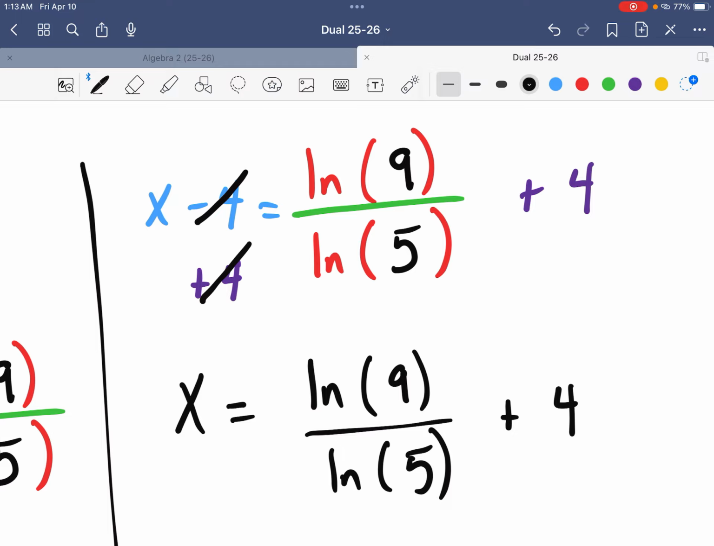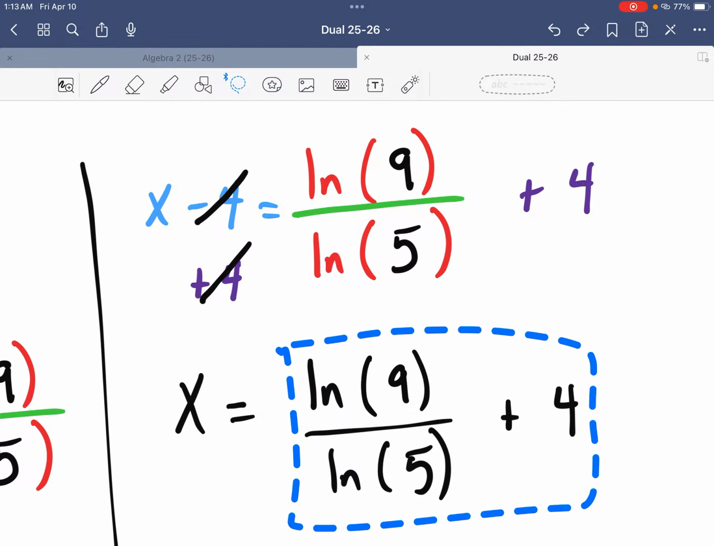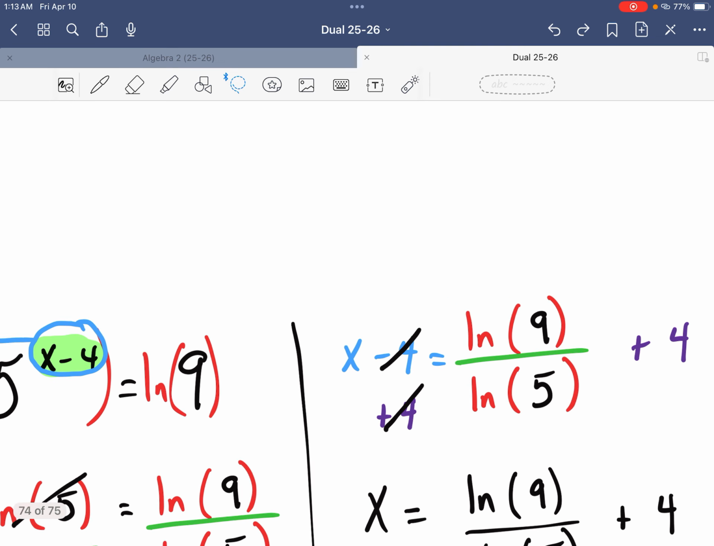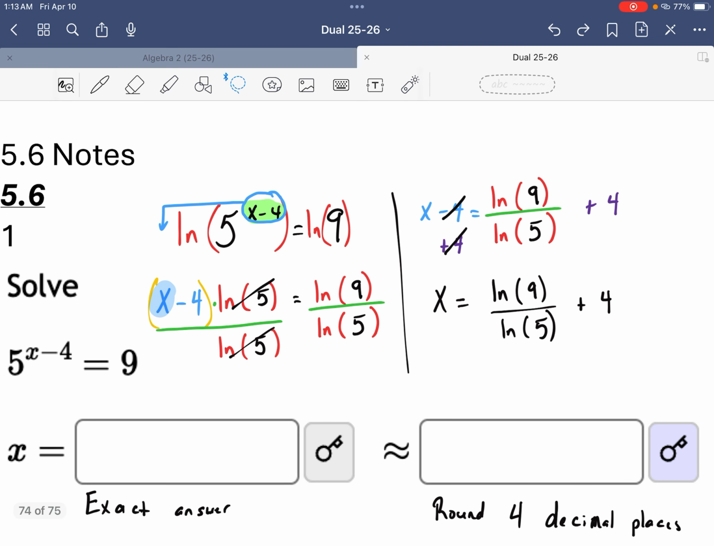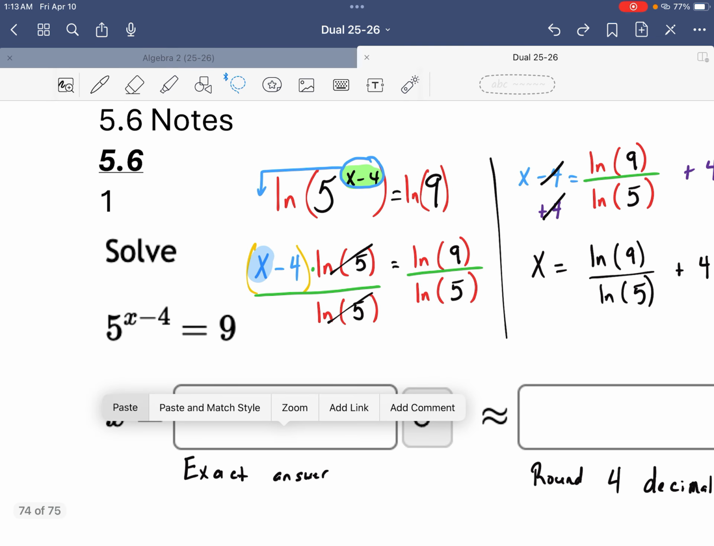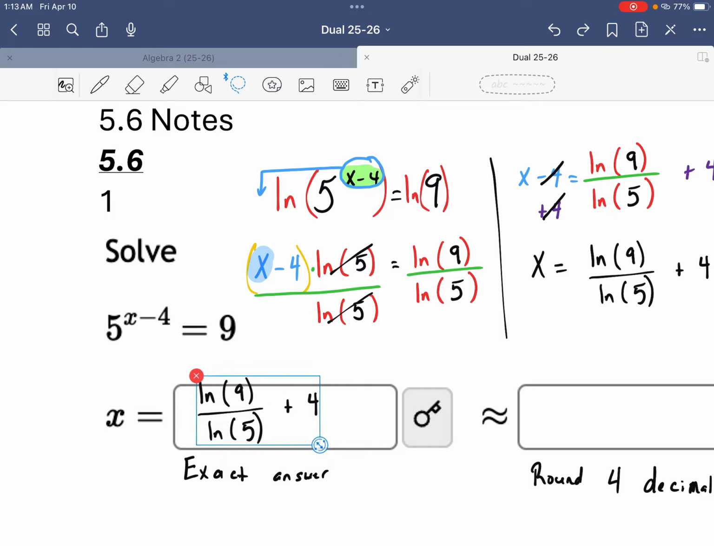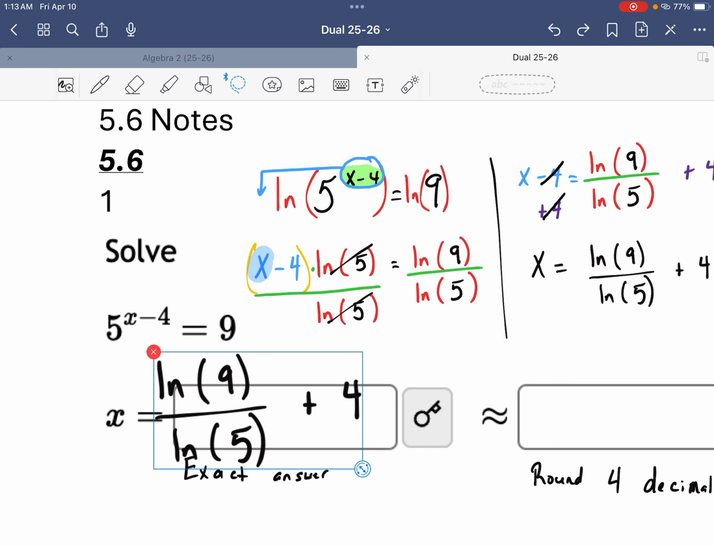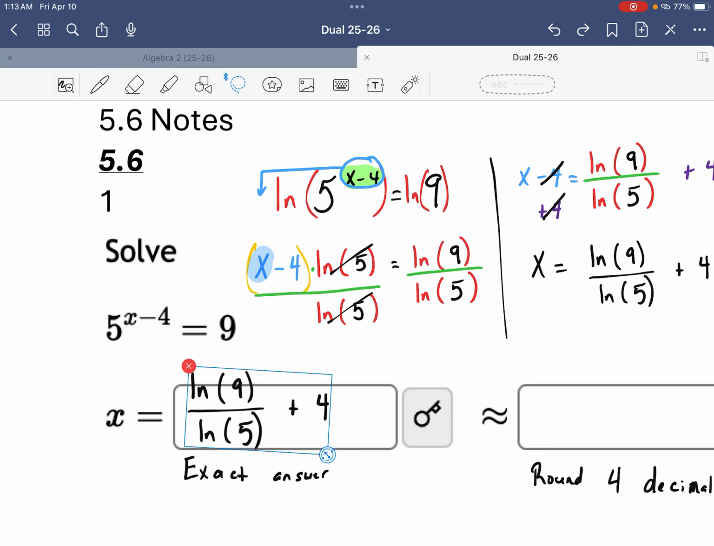And in case you're wondering, can I do something with this? Can I do something with 9 and 5? Do I subtract them, 9 minus 5, because of division? No, leave it alone. That is your exact answer. So back over here when I said write down the exact answer in the first blank, this is the exact answer right there. There you go.